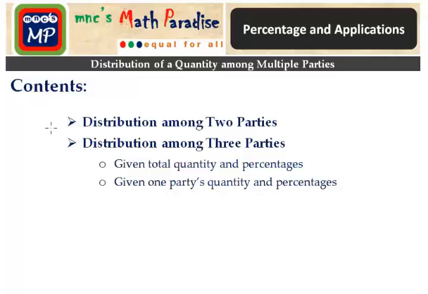In this lesson video, we will learn how to distribute a quantity among multiple parties, 2 parties, 3 parties or so. Here we will consider 2 different scenarios. In the first scenario, we will learn how to distribute a given total quantity among multiple parties when their percentage shares are known. In the second scenario, when the percentage shares among multiple parties and one of the parties' quantity is known, then how to find the total quantity and the quantity for other parties.